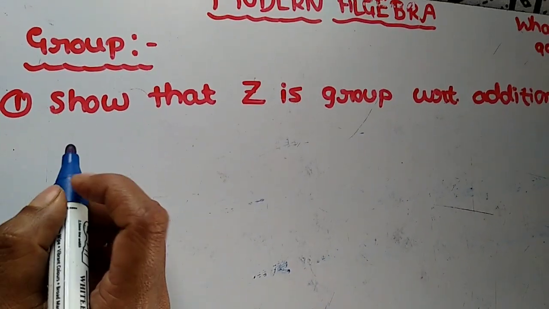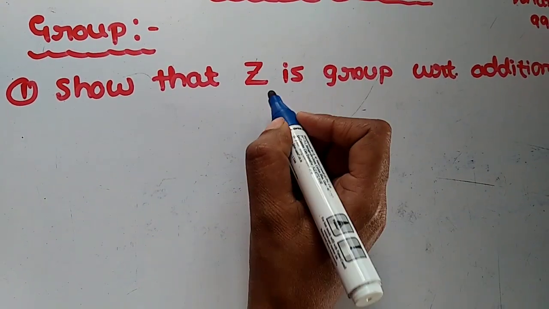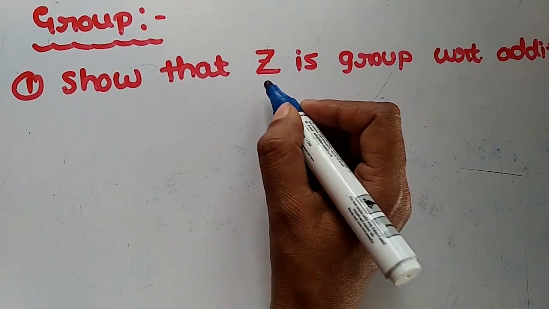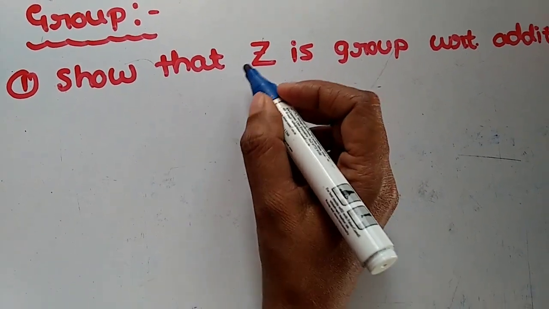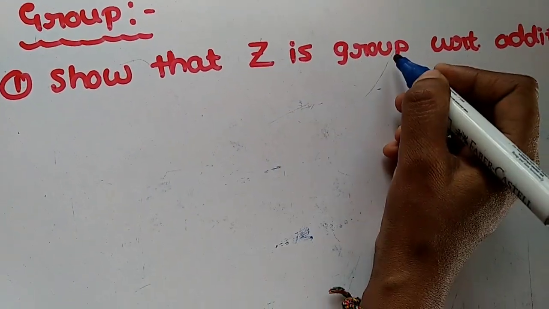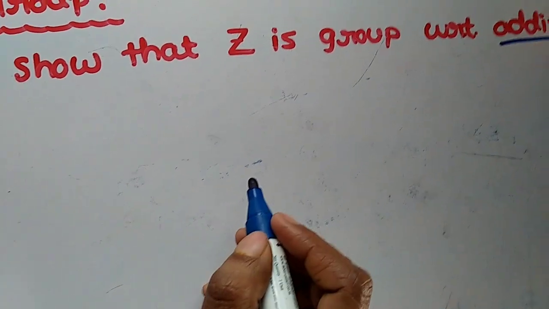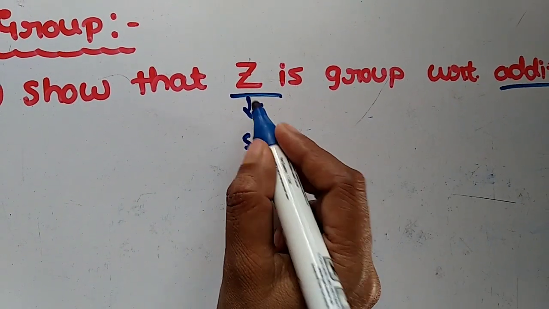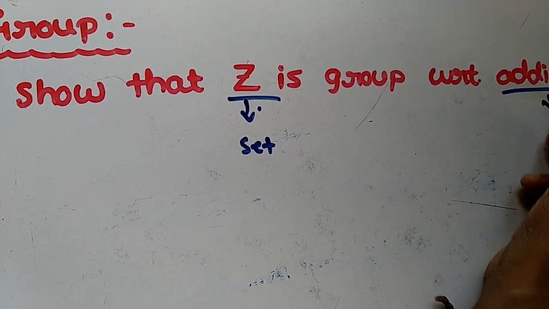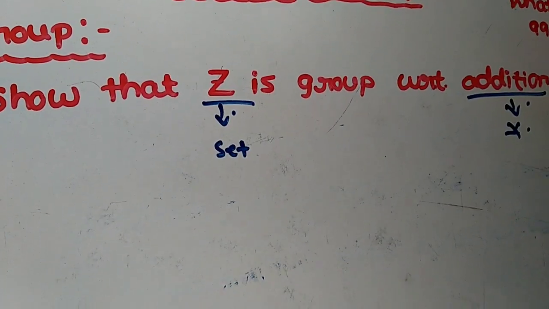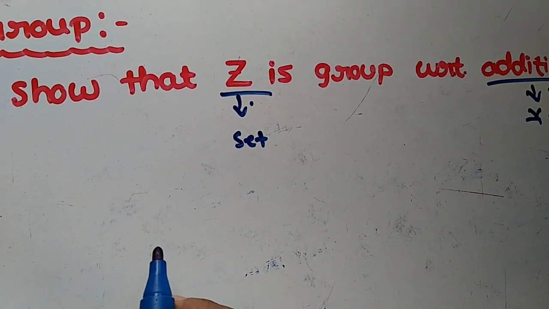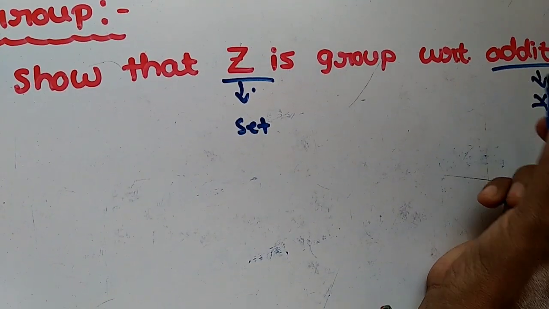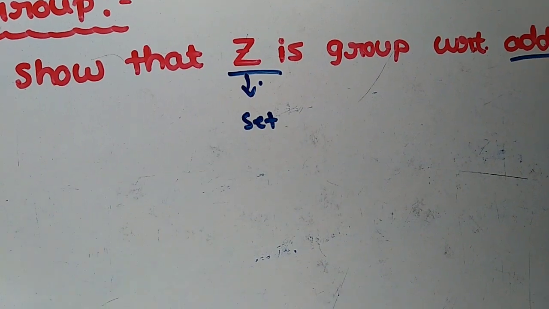This is my first example. Show that Z is a group with respect to addition. Z means any integer; I already told this, these are notations. So here our set is Z, a non-empty set, and our binary operation is star, which here is plus. Now we have to check whether Z with respect to plus is a group or not. Shall we begin?